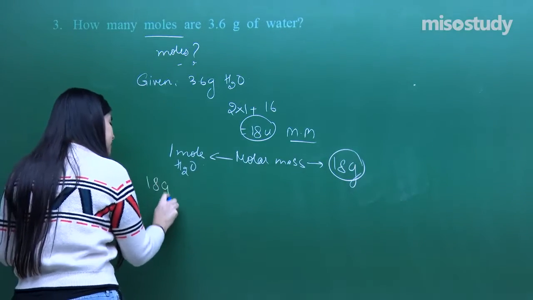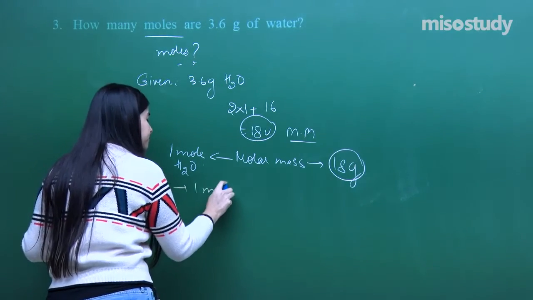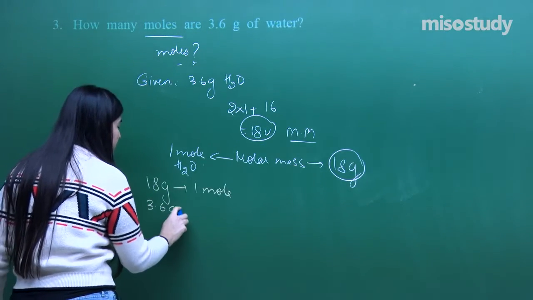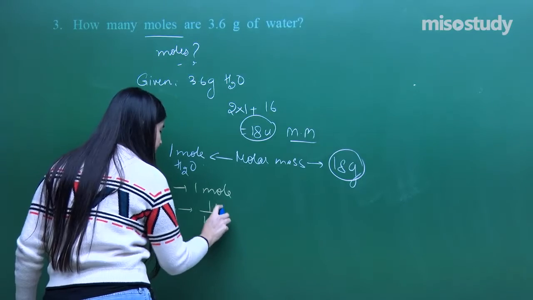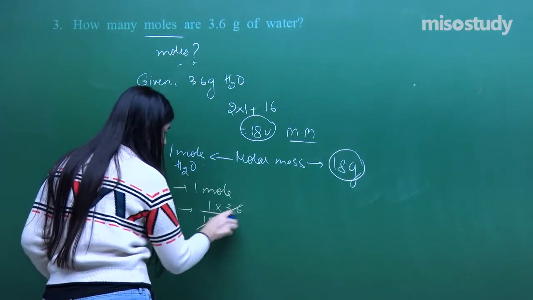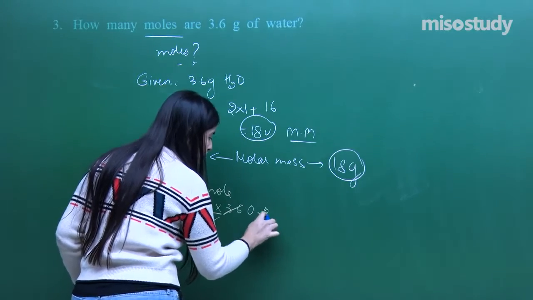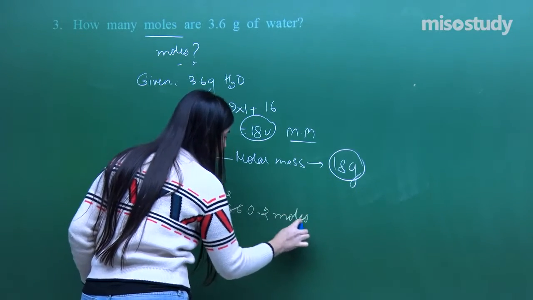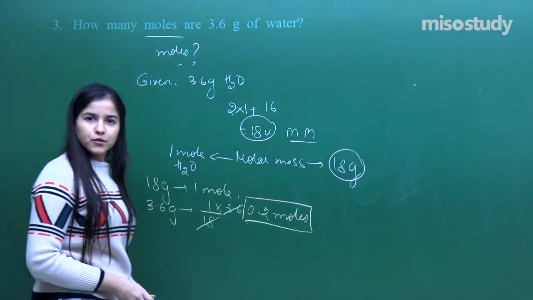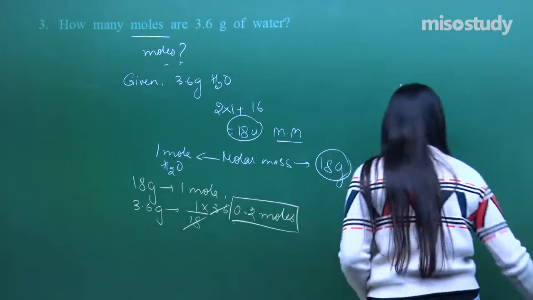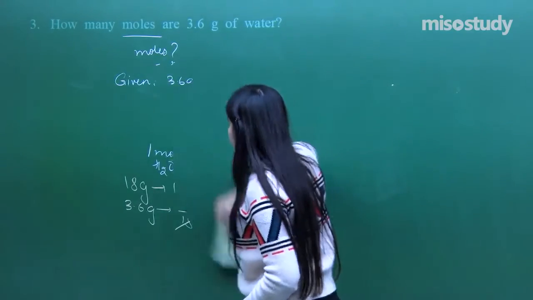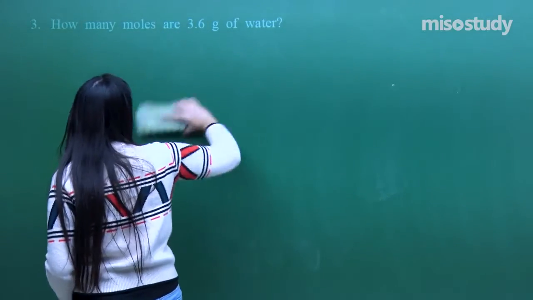So we know 18 grams is 1 mole. So you can very well find out by the unitary method 3.6 grams how many moles? This much. 18 twos are 36. 0.2 moles will be the answer. And I hope everybody has calculated the same. Cool? Okay. So that was question number 3. Again a simple one having just 1 mark. It's a one statement question.